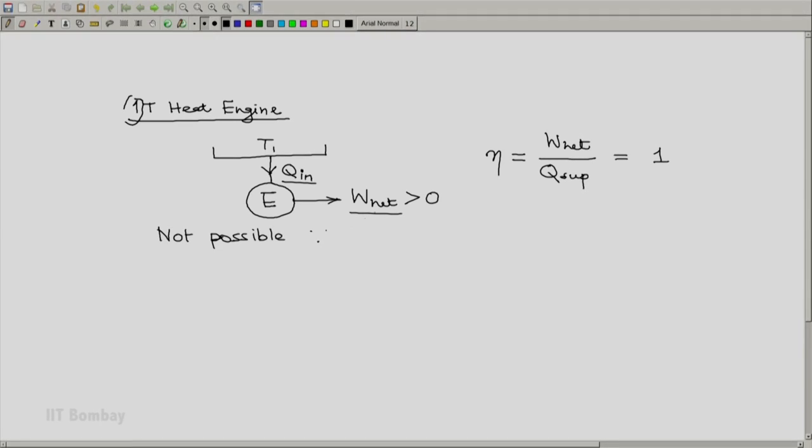because of the Kelvin-Planck statement of the second law of thermodynamics. It violates the Kelvin-Planck statement. So we say 1T heat engine cannot be set up. You may build one, but it will never work. What about a 2T heat engine? Let us try.